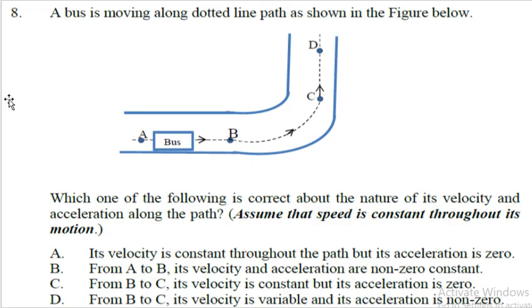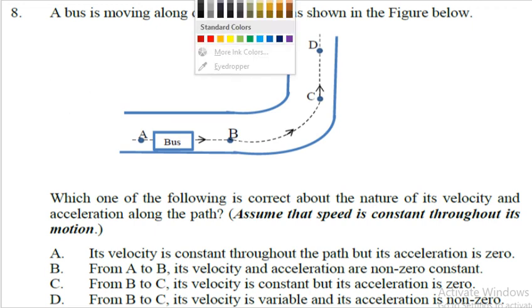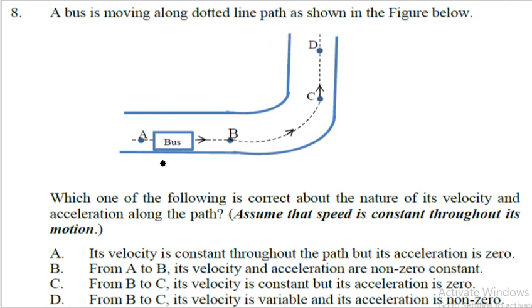The next question: a bus is moving along a dotted line path as shown in the figure below. So here is the bus. As you see, the position of the bus is here. Positions A, B, C, and D are visible here on the figure. Which one of the following is correct about the nature of its velocity and acceleration along the path? As you see, there is a kind of hill. The bus is moving, so it has to increase its speed. When the speed increases, it means acceleration is there.